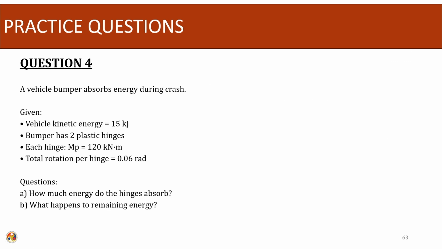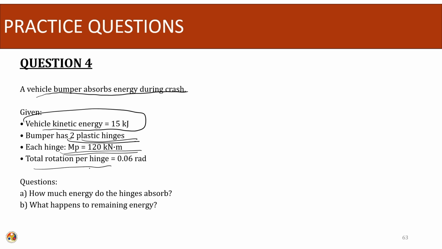Moving ahead, we will do one more question. Here we will deal with a vehicle bumper. A vehicle bumper is nothing but an energy absorbing system. It is given that the vehicle kinetic energy is 15 kilojoule, and the bumper has 2 plastic hinges. So, 2 plastic hinges can form in this system. Each hinge plastic moment is 120 kilonewton meter and the total rotation per hinge is 0.06 radian. It is being asked how much energy each hinge absorbs and what happens to the remaining energy.